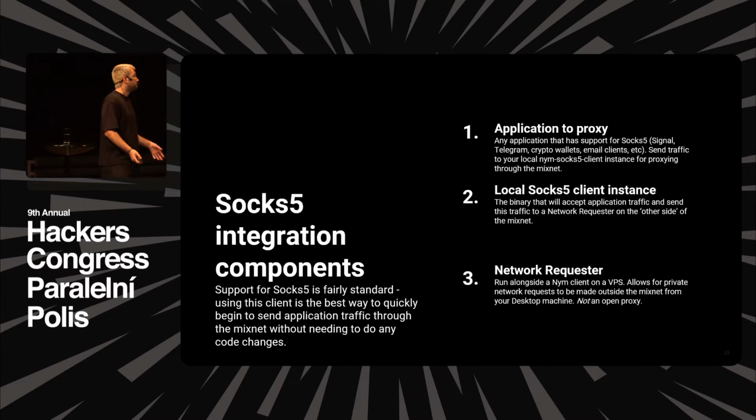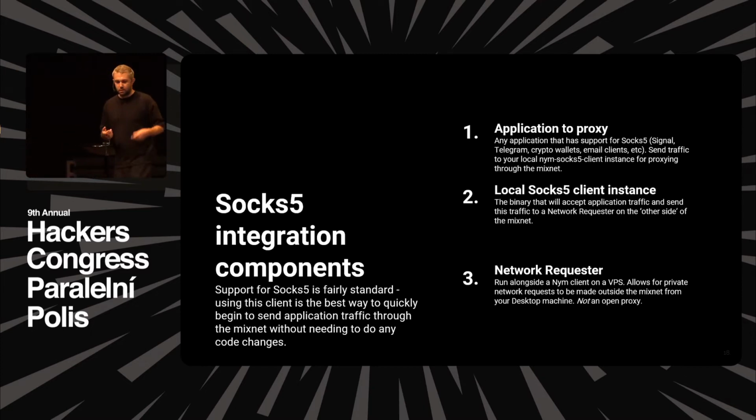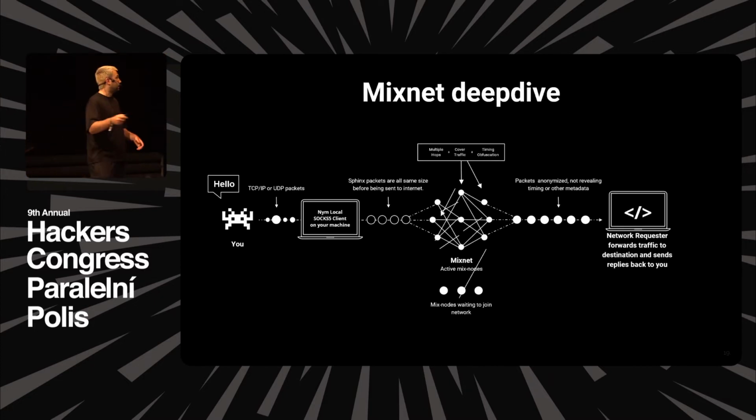So how do you do it? There are three things that you need to do this, and at this point I'll start jumping between this explanation and the network architecture slides as well. So obviously you need an application to proxy. You need an app that actually has support for the SOCKS5 protocol, so Signal, Telegram, most crypto wallets, email clients, browsers. This comes fairly standard now. And then you also locally run an instance of the SOCKS5 client. What this is doing is listening on a localhost port for any traffic that you send to it, and it will do exactly what we said before.